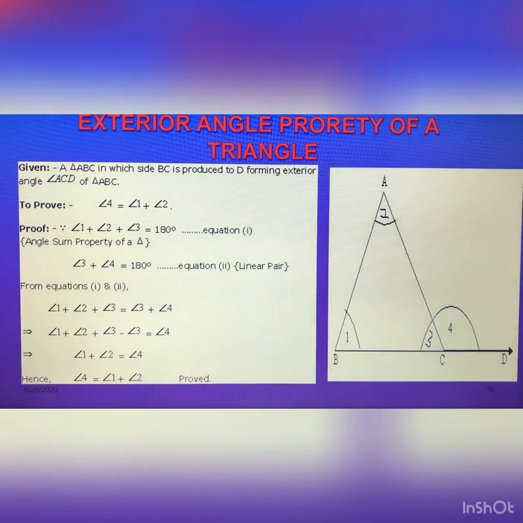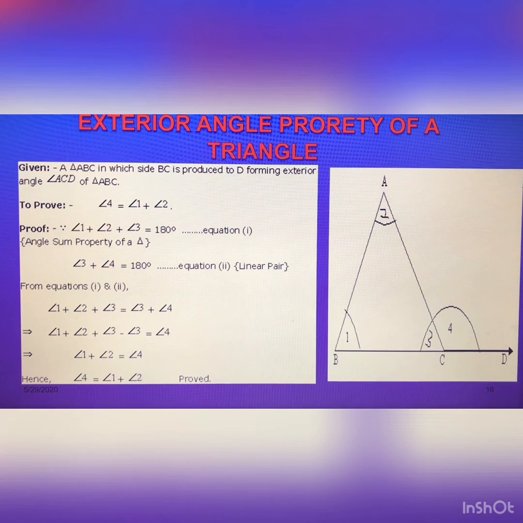Let us take a triangle ABC in which side BC is produced to point D, forming exterior angle ACD. You can see that angle ACD, that is angle 4, is known as the exterior angle. Now we have to prove here that angle 4, the exterior angle, equals the sum of the interior angles of that triangle, that is angle 1 plus angle 2. So let us prove it.